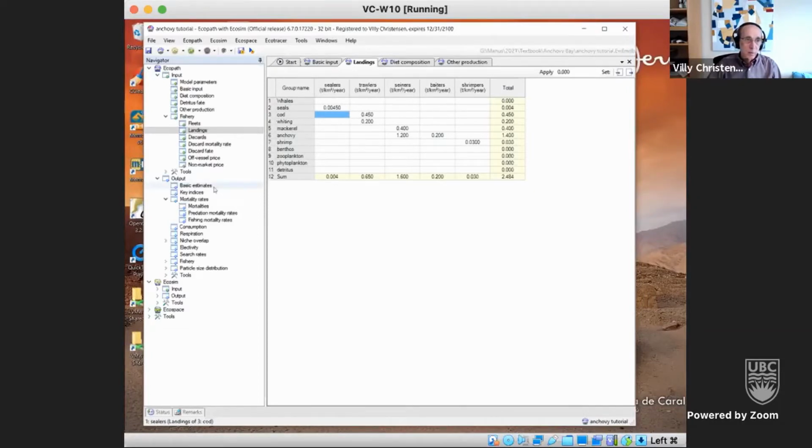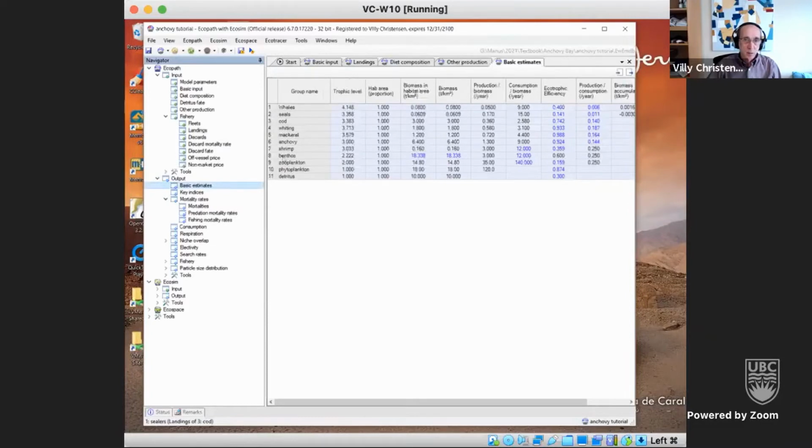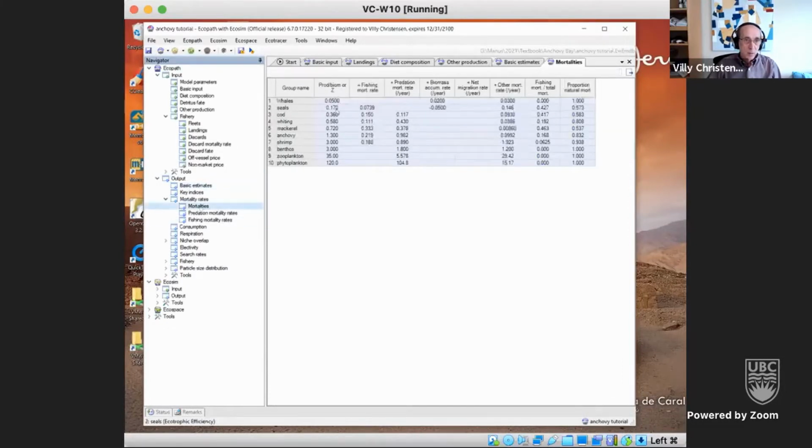So, basic estimates. Now, we have seals with an ecotrophic efficiency of 0.14, and we have 0.17 distributed with 0.07 due to fishing, and then we have a negative biomass accumulation rate because the seals are being culled, so they're going down here in the 1970s, and then we have an unexplained mortality of 0.15, which is reasonable. So that's our model, and this is what it takes to do tutorial 1.